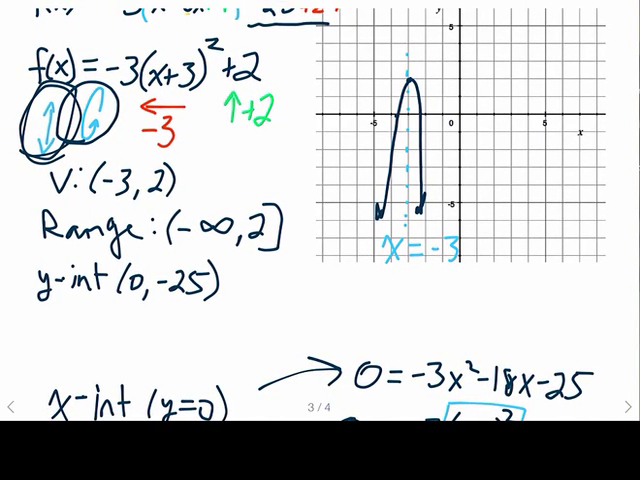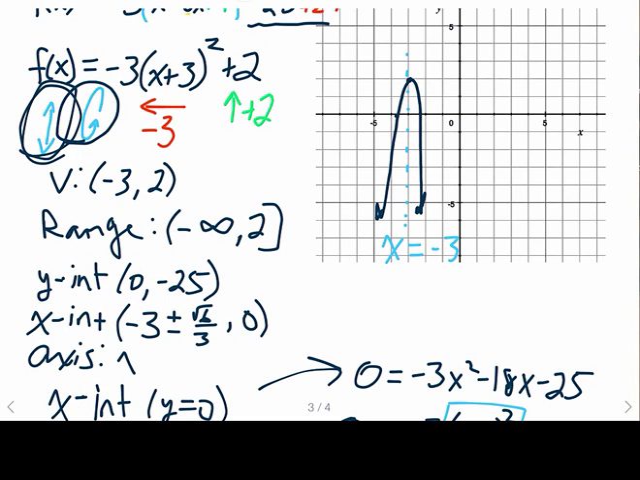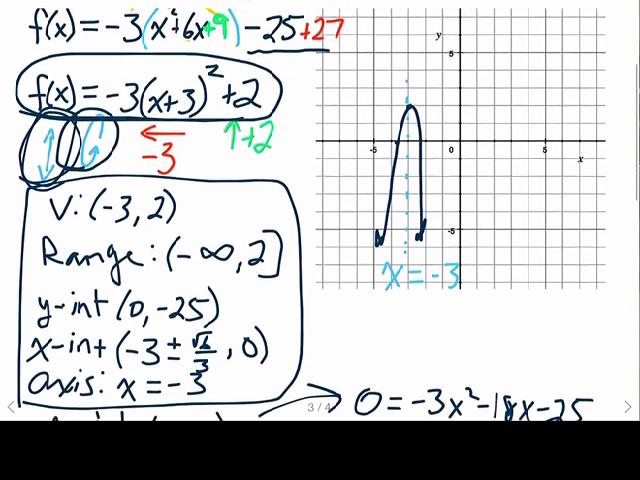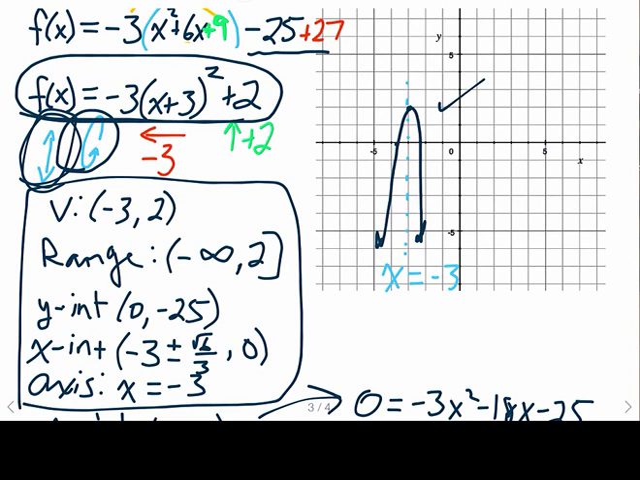I need to tidy up some of my answers, though. So let me write down that the x-intercepts are negative 3 plus or minus the square root of 6 over 3, comma 0, and then the axis of symmetry is x equals negative 3. So that's all the information that I was asked for. I was also asked to put this into the form with h and k, so I've got that. And you do that by completing the square, generally speaking. And then we were to graph this parabola, which we have done.